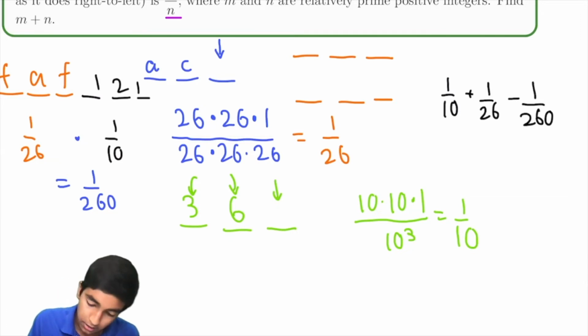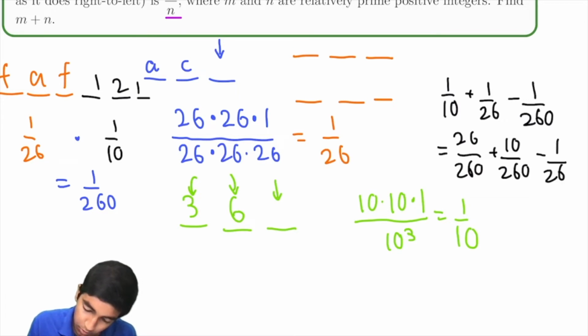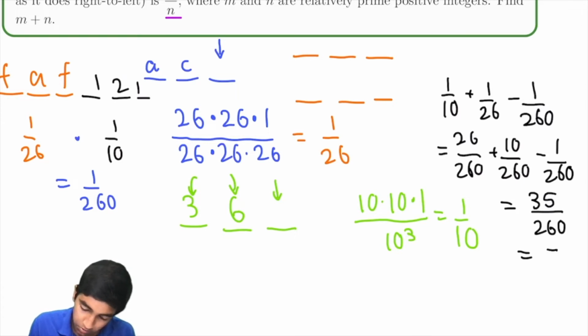And this is 26/260 plus 10/260 minus 1/260, which is equal to 35/260, which is 7/52, but it asks for m plus n, so the answer is 59.